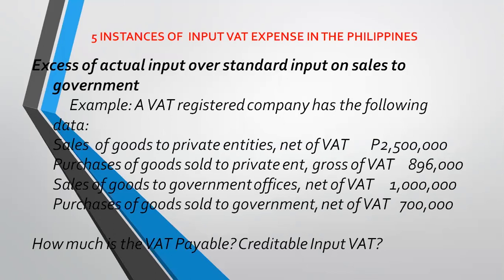So class, the creditable input VAT is the input VAT from the purchases sold to private entities and the standard input VAT. That is a combination of the input VAT on purchases sold to private entities plus the standard input VAT, if such transaction is a sale to government entities.